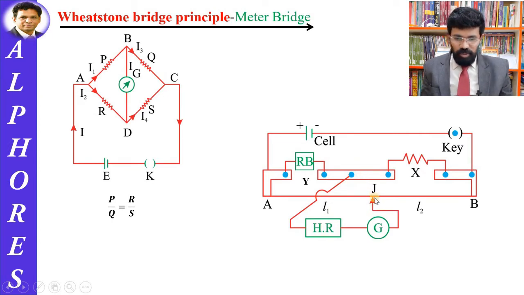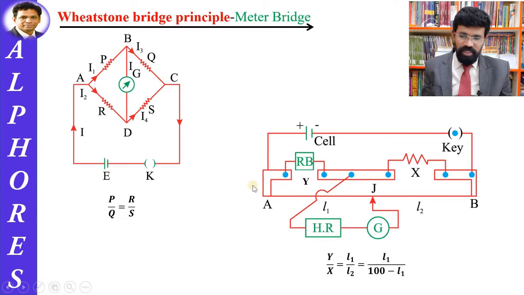Now let us say at this point the bridge is balanced. Bridge is balanced in the sense that when you have tapped with the jockey here, the galvanometer is showing null deflection. If it is showing null deflection, what does it mean? There is no current passing through this one. It means the bridge is balanced, and P by Q is equal to R by S can be used here. So what is P here? Y is P. What is Q? X. So in place of P by Q, you can write Y by X.